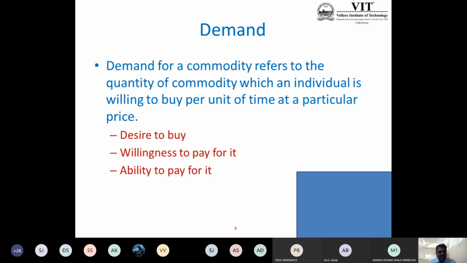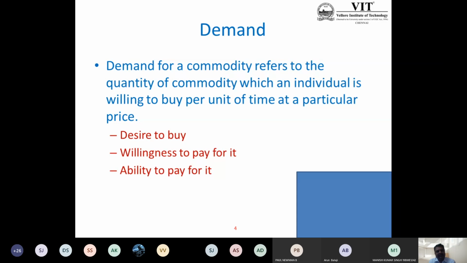Among the buyers, the people in the market, they should have a desire to buy your product. They should be willing to pay for it. And they should have the ability to pay for it. If all these three exist among the people of the market, then the product is deemed to have demand.